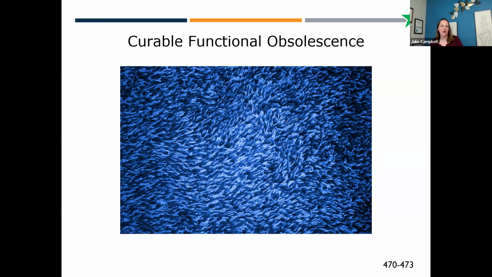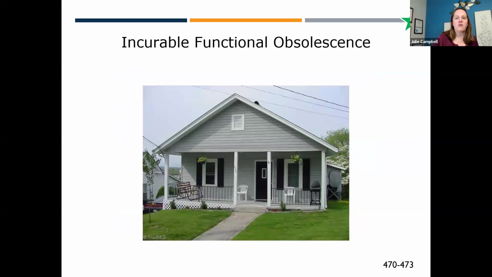We're not seeing much shag carpet anymore, are we? The avocado kitchen I've mentioned. The 70s green, orange, and yellow. Woo! Pretty color schemes. Those are curable functional obsolescence. They're out of date, but they can be easily updated, feasibly and economically updated. Incurable functional obsolescence then are outdated designs that can't be easily, economically feasible to update.